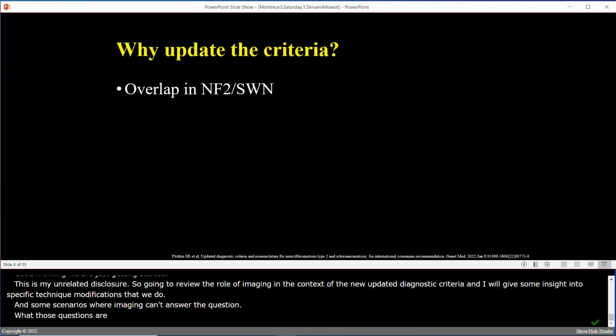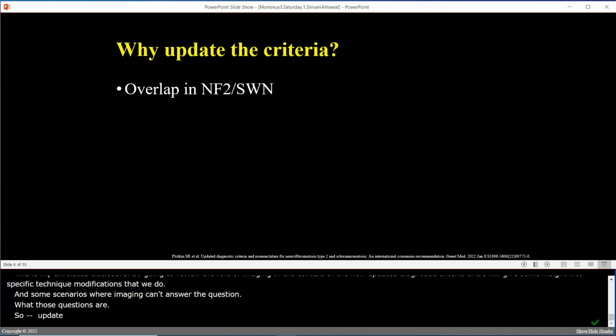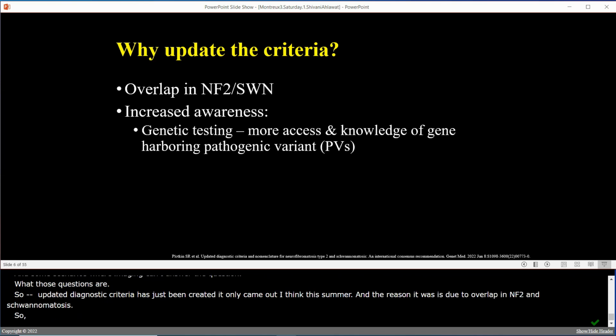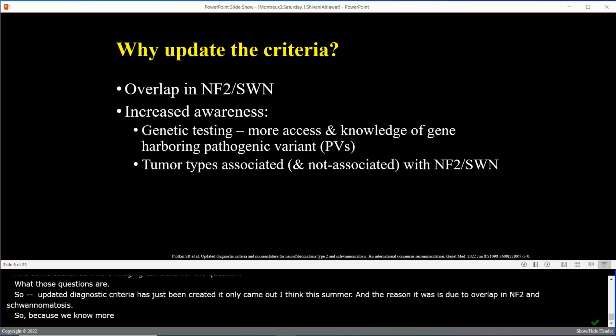So the updated diagnostic criteria has just been created. It only came out, I think, this summer. And the reason it was is due to overlap in NF2 and schwannomatosis. Because we know more about genetic testing, in addition to more about tumor biology, with respect to tumors that are indeed associated and not associated with NF2 and schwannomatosis.